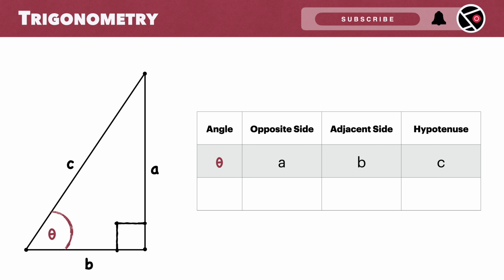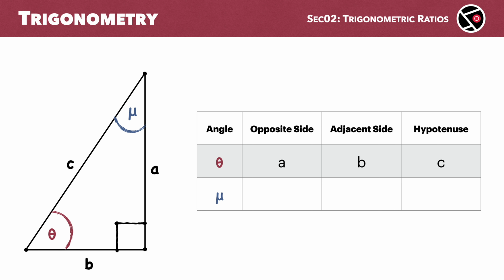Now here's a little challenge for you. For this angle mu, what would the opposite and the adjacent sides be? Pause the video and give it a try. Alright, for angle mu, the opposite side becomes B, and the adjacent side is now A. The hypotenuse remains C. The hypotenuse never changes in a right angle triangle.